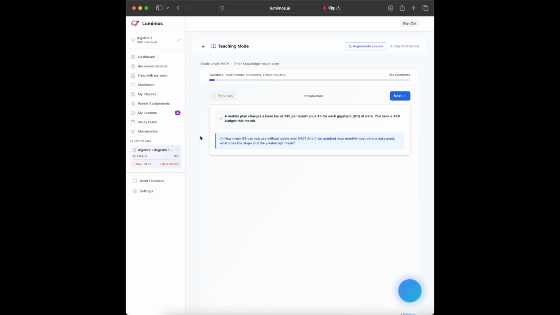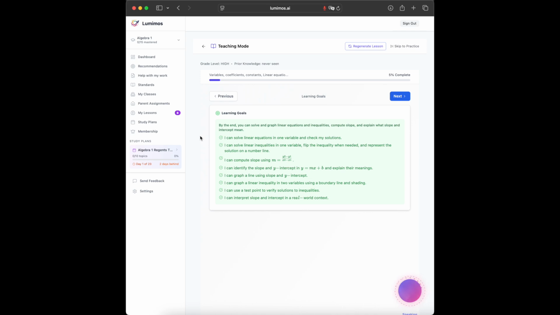Wouldn't the monthly cost go up? Exactly. It goes up. And here's the cool part. It doesn't just go up randomly. It goes up in a predictable, steady way. That steady increase, that's what slope is all about. It's basically the rate at which your cost climbs as you use more data. Sound interesting? Ready to dive in and see what we're going to learn today? It does sound interesting, and yes, I am ready. Let's jump into it.